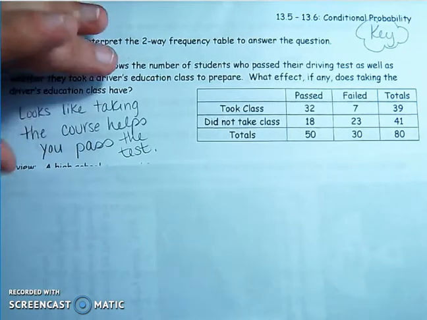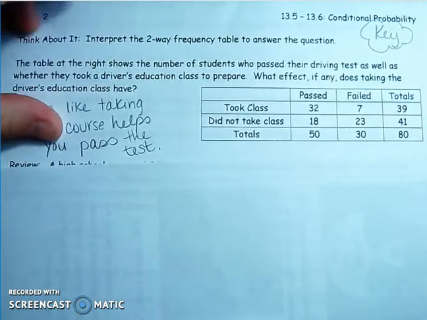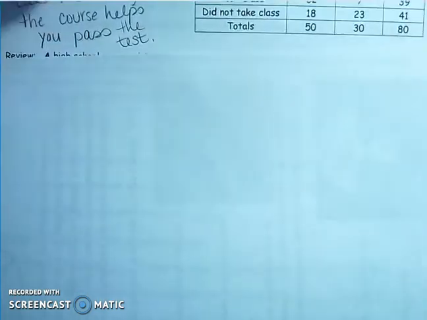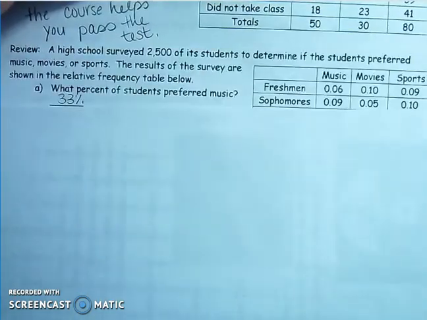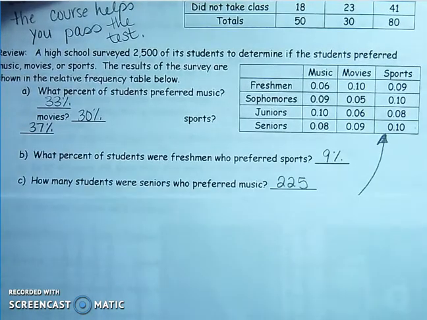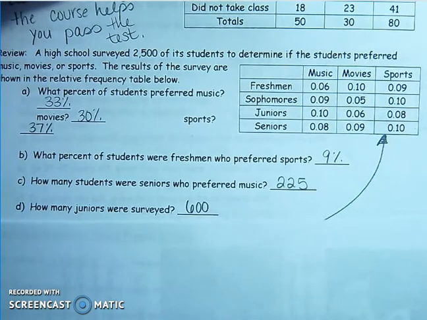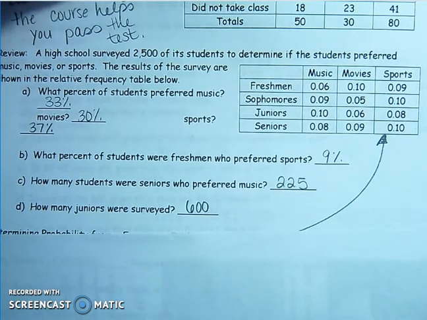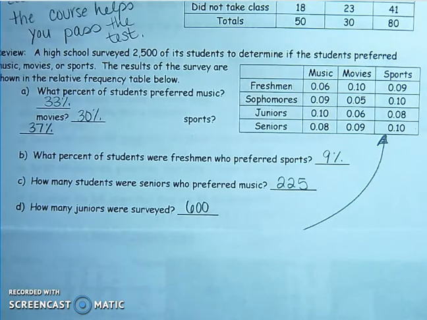So let's quickly review over a two-way frequency table just to make sure you remember what everything is and how to do it. This is the same table we had a few days ago on freshmen, sophomores, juniors, seniors, and whether they liked music, movies, or sports. This time I just added in that there's 2,500 students. So what percent preferred the music, movies, or sports? You just add up those columns.